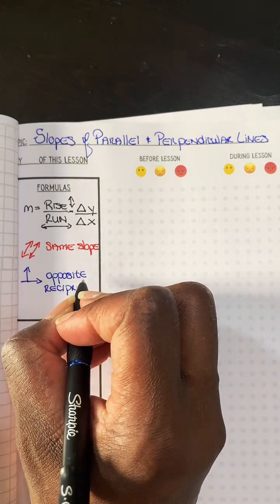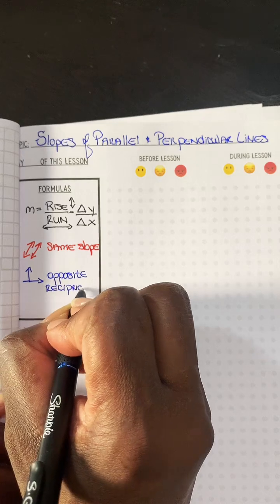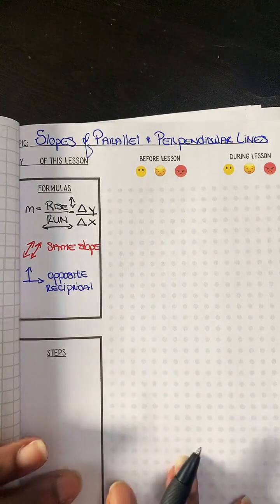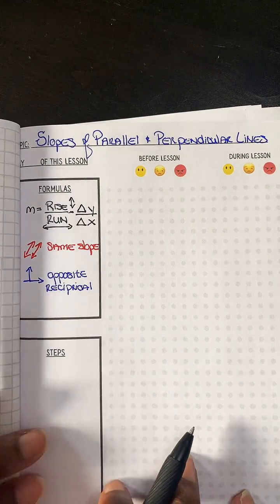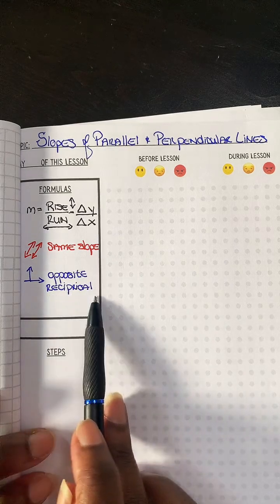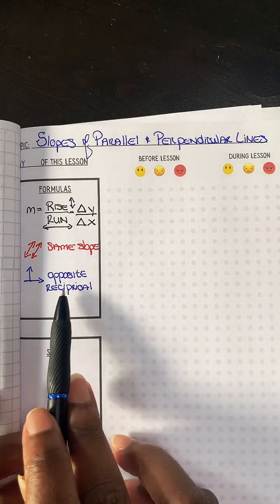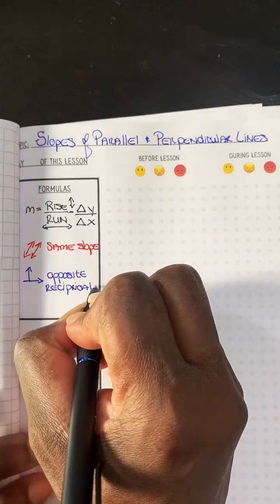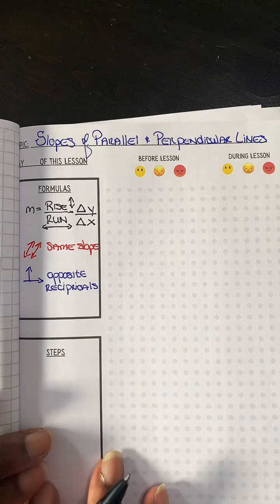Reciprocal. There we go. Or reciprocal. Now, I'm going to walk you through what is considered parallel and what is considered perpendicular. I'll show you examples of what I mean by opposite reciprocals. That should be plural.